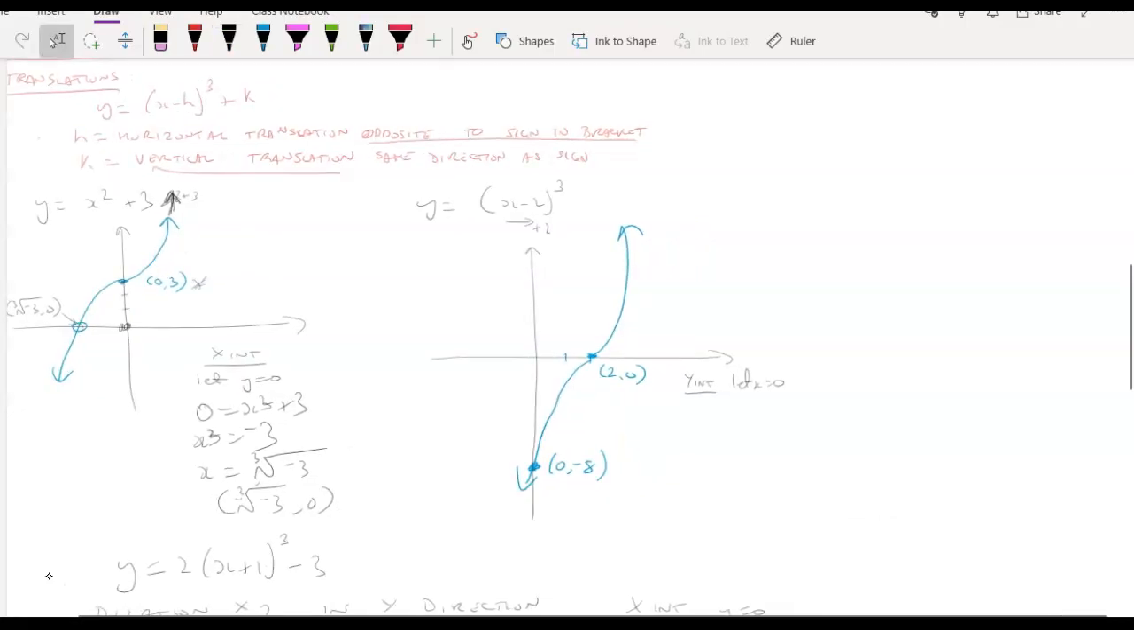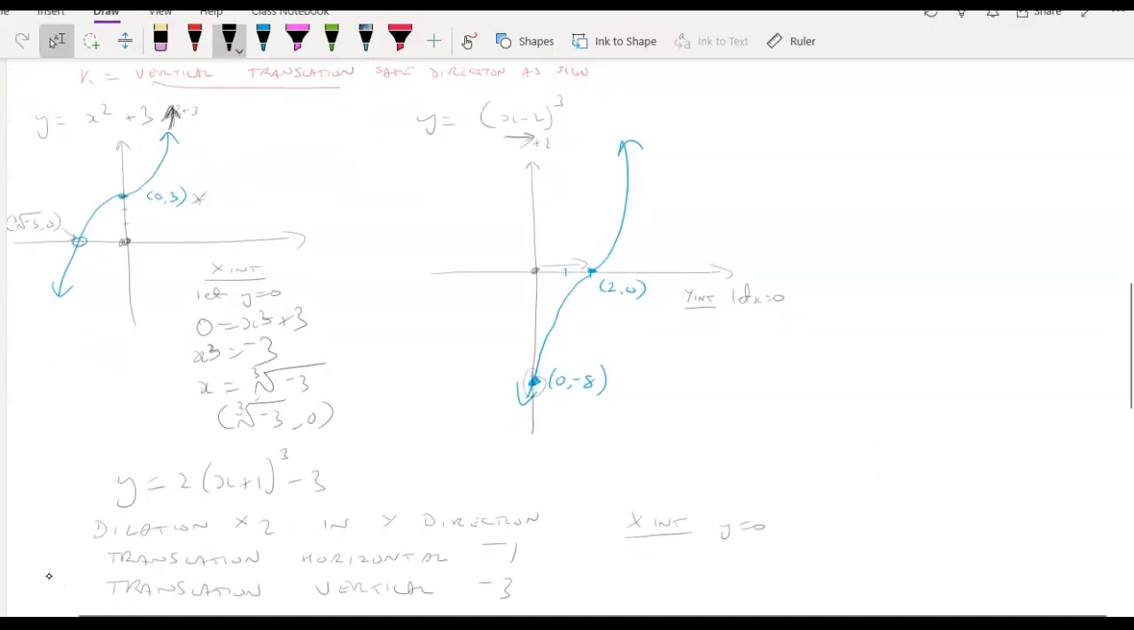Here's another one. y equals (x minus 2) cubed. The horizontal translation is opposite to the sign in the bracket. We're moving plus 2. So the stationary point of inflection comes across 2. We've labelled that. I've drawn it in, and clearly I'm missing a y-intercept. Let x equal 0. y equals (0 minus 2) cubed. Too easy. Minus 2 cubed is minus 8. So (0, minus 8) is, of course, that y-intercept. So very simple vertical and horizontal translation.